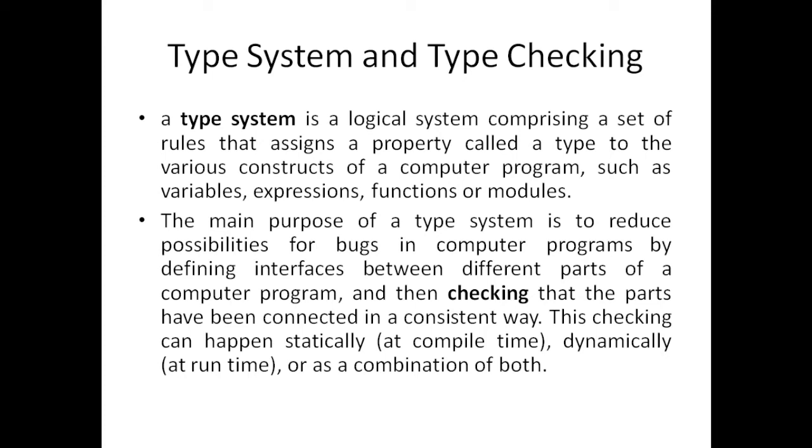The main purpose of a type system is to reduce the possibilities for bugs in computer programs by defining interfaces between different parts of a computer program. So interfaces means providing rules to the entire program so that there won't be any errors.